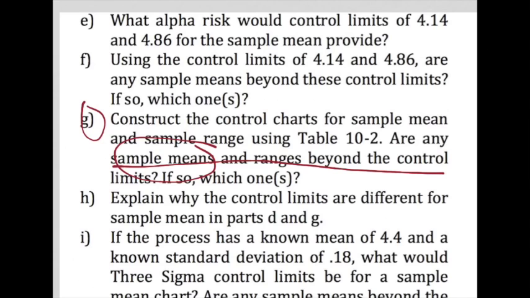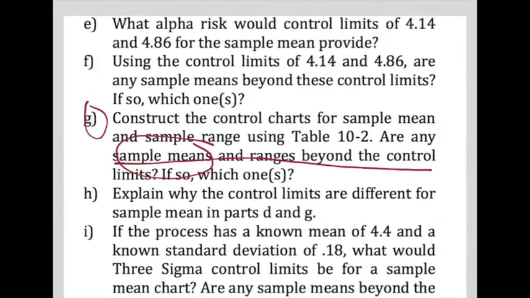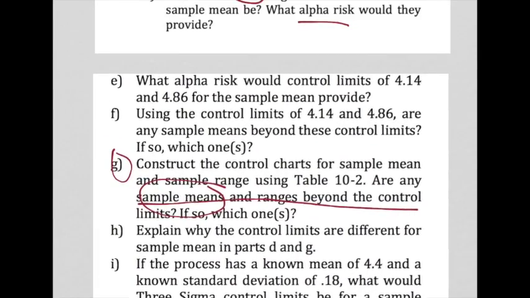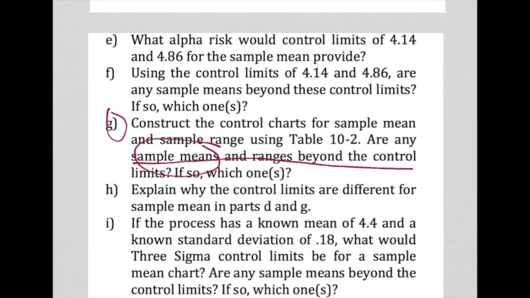Go back to the question. What's next? The question was, explain why the control limits are different for sample means in part D and G. So what does that mean? If we take a look at question D again, D was, what would 3 sigma control limits for the sample mean be? So we calculated the upper control limit and lower control limit using the standard deviation sigma for D. So this one we use sigma. And for G, what we used is table 10.2.